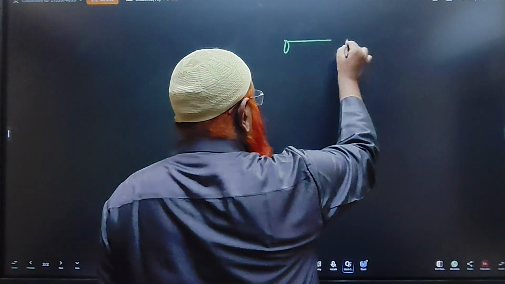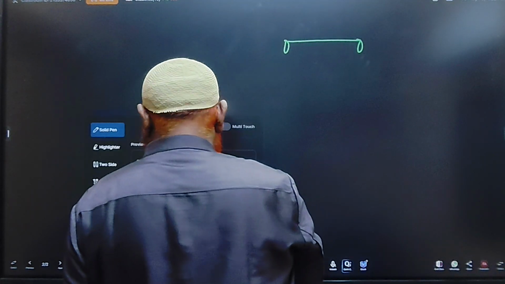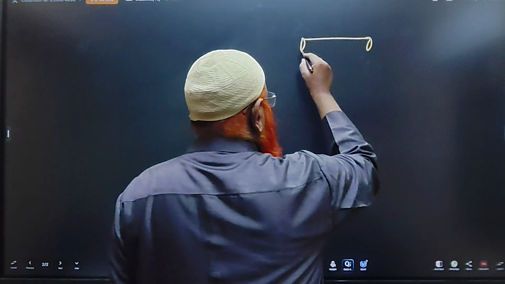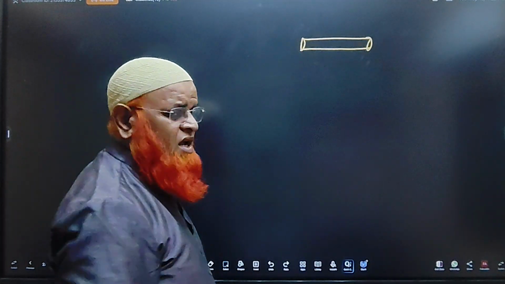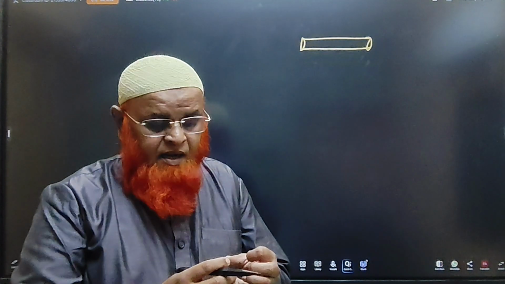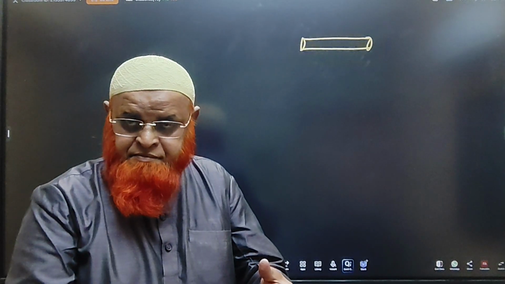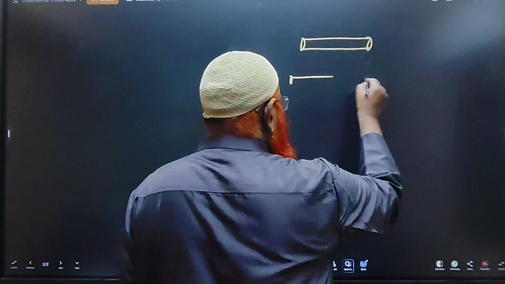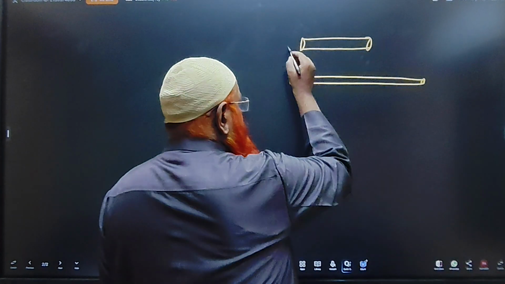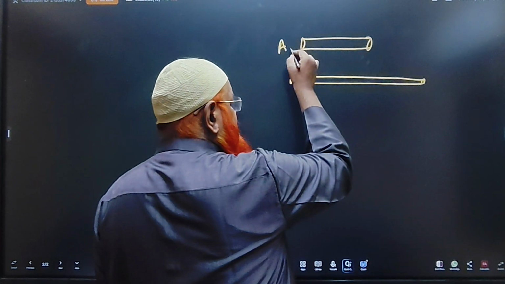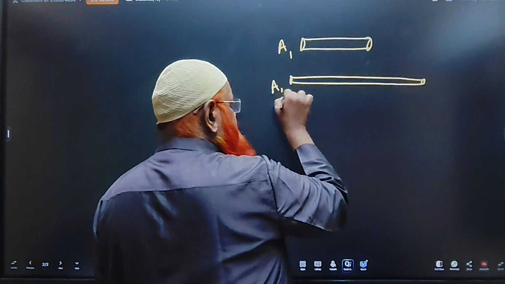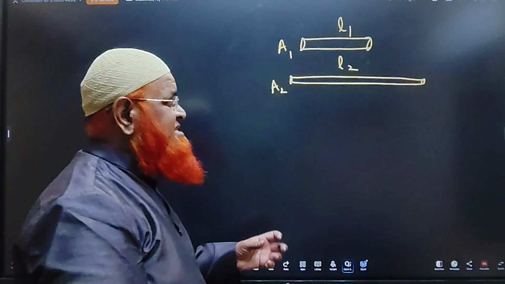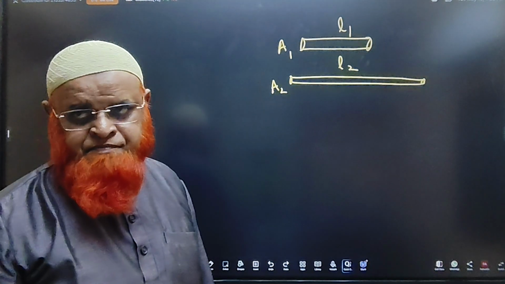If it is not extra, already there is a wire. Okay, this much wire is there. I am not adding any extra length to that. The same wire I am melting and stretching. Previously area was A1. Now area has become A2. Previously length is L1. Length increases, area of cross section decreases.